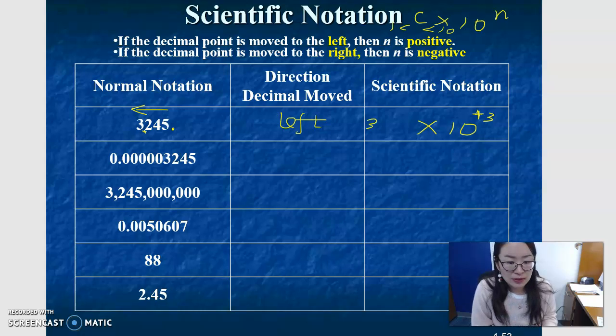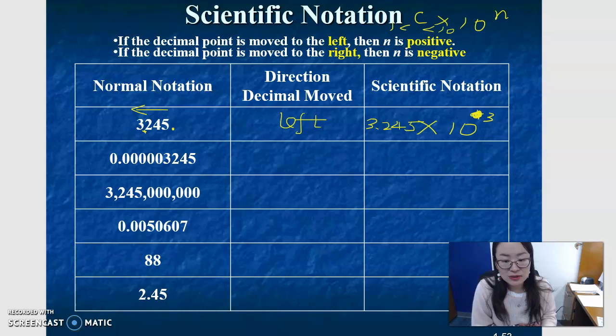Then I will become 3.245, which is bigger than 1 and smaller than 10. My power is positive 3. Then you can just ignore the positive sign on the 3 here. Okay, let's do another one.